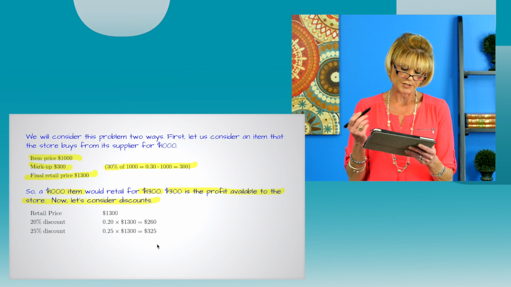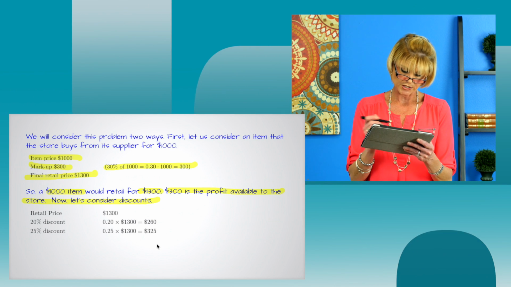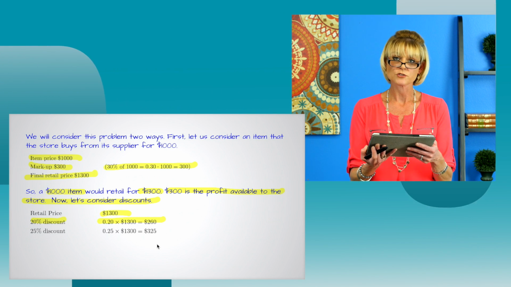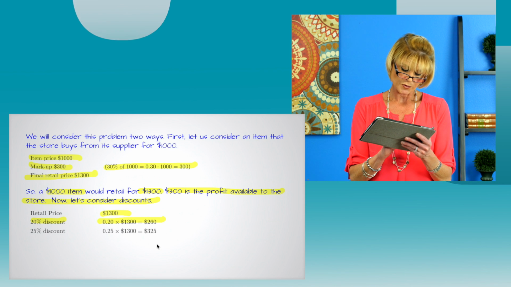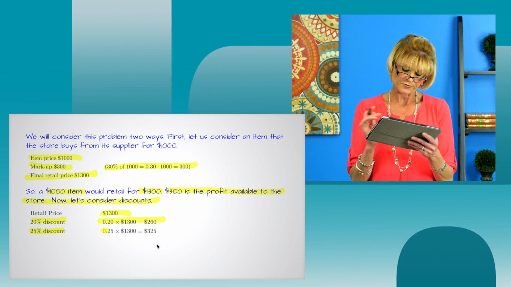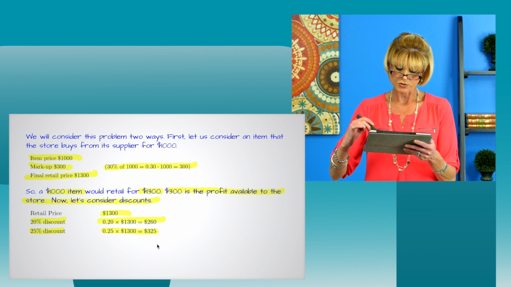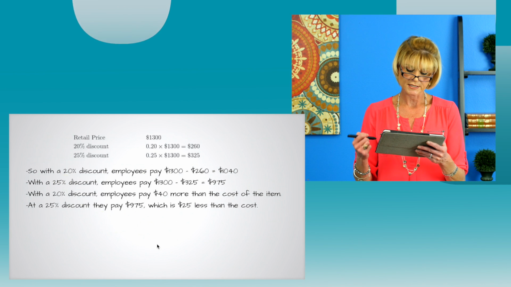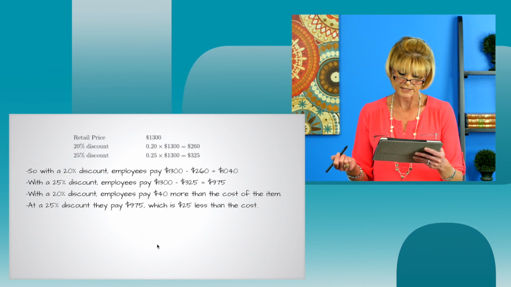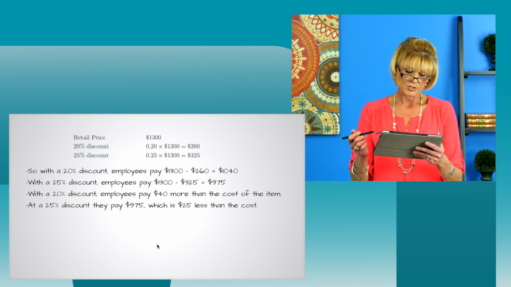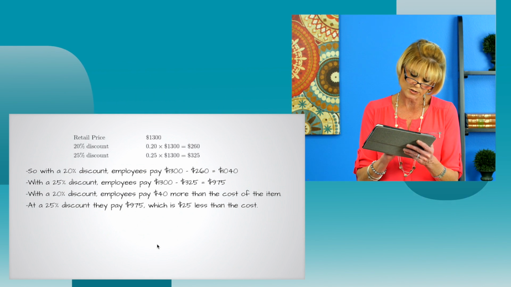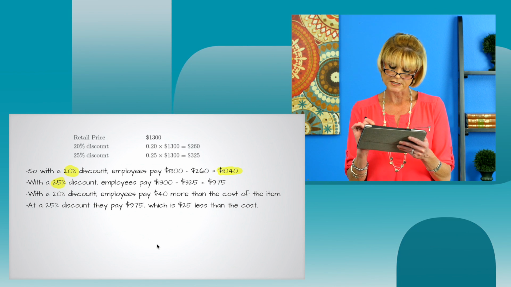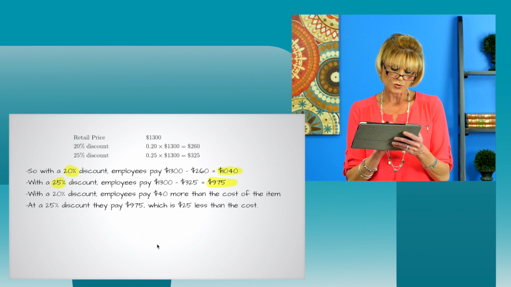So now let's consider discounts. The retail price, $1,300, with a 20% discount: 0.20 times 1,300 equals 260. With a 25% discount, or 0.25 times 1,300, is $325. So the retail price, $1,300, 20% discount, $260, 25% discount, $325. So with a 20% discount, the employees would pay $1,040. With a 25% discount, $975.